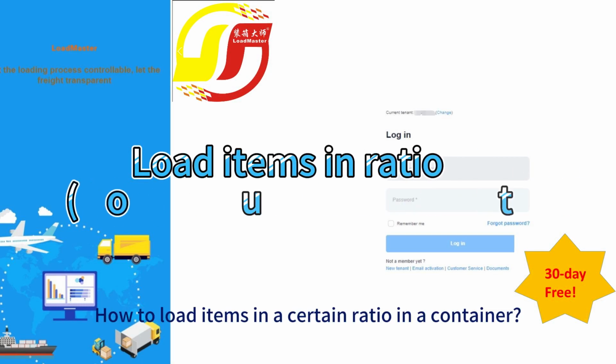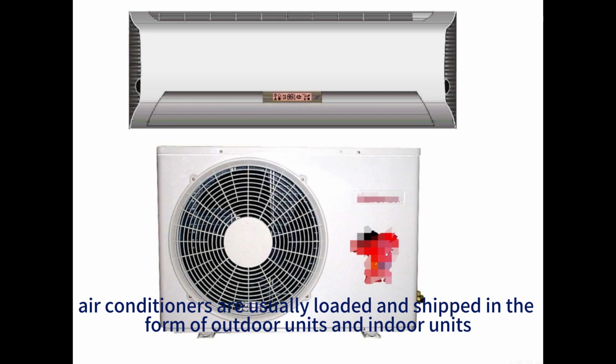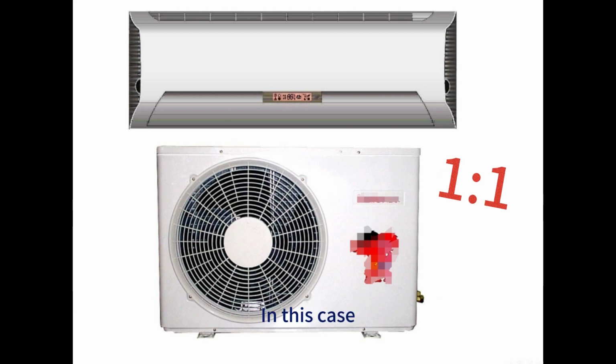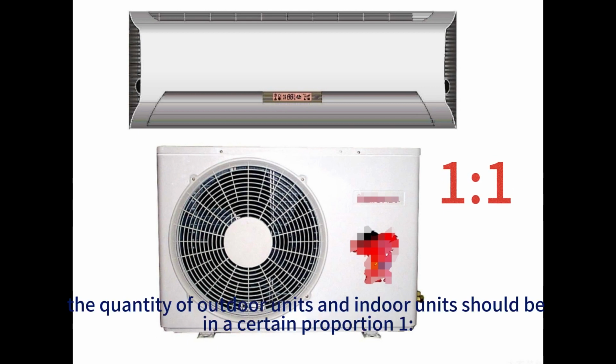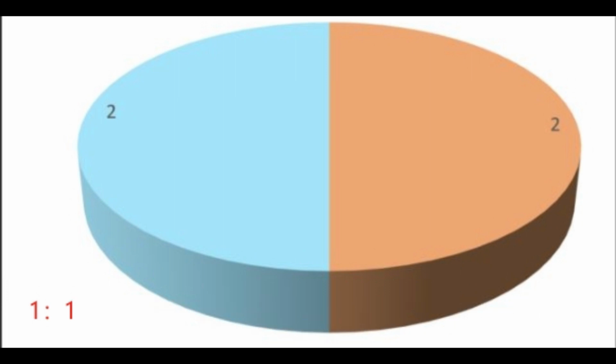How to load items in a certain ratio in a container. For example, air conditioners are usually loaded and shipped in the form of outdoor units and indoor units. In this case, the quantity of outdoor units and indoor units should be in a certain proportion, 1:1, in one container. How to realize it? Let's see with a concrete example.